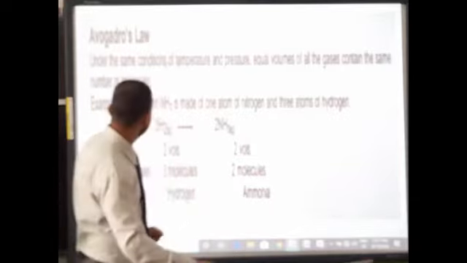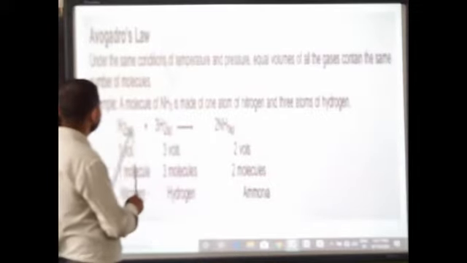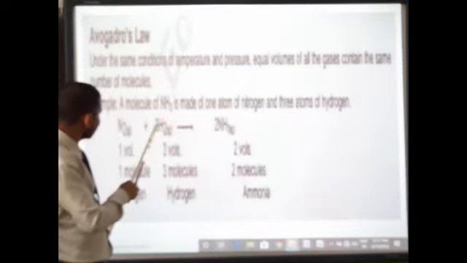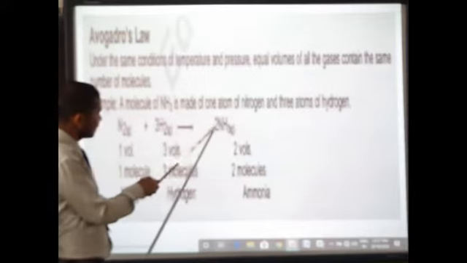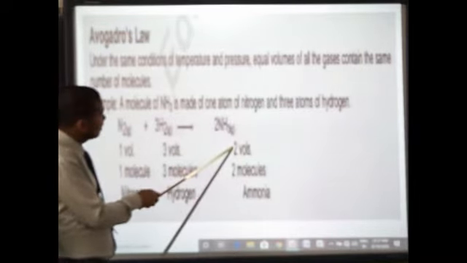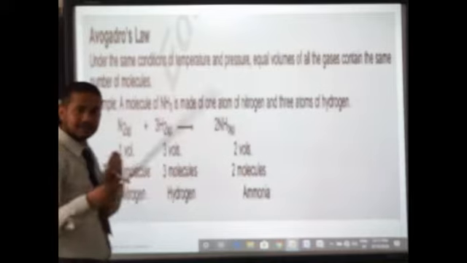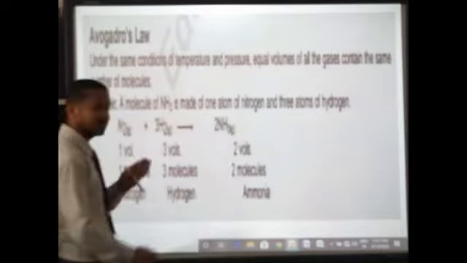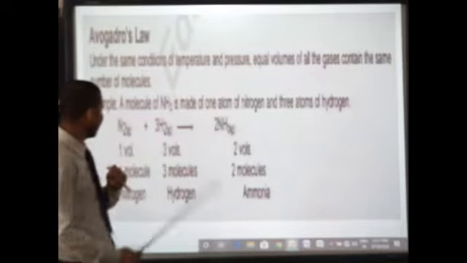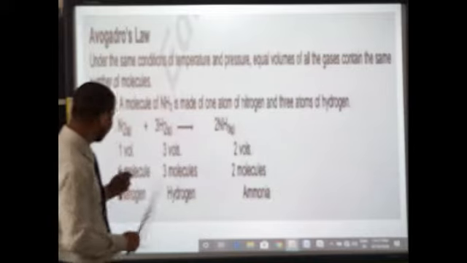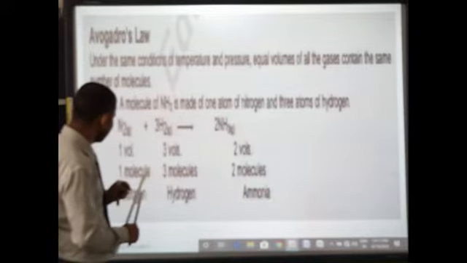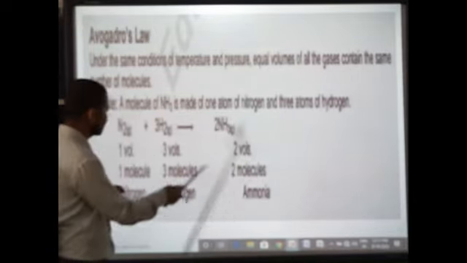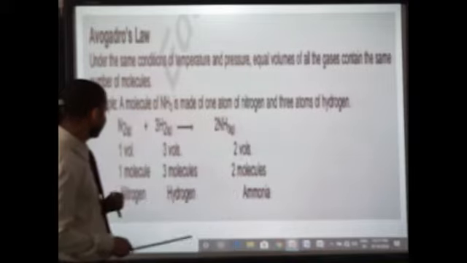For example, 1 volume of nitrogen gas will react with 3 volume of hydrogen gas, which gives 2 volume of ammonia gas. Are they in simple whole number ratio? Yes. 1:3:2. So they are in a simple whole number ratio. And this can be said as volume as well as molecule. 1 molecule of nitrogen gas, 3 molecules of hydrogen gas, 2 molecules of ammonia gas.